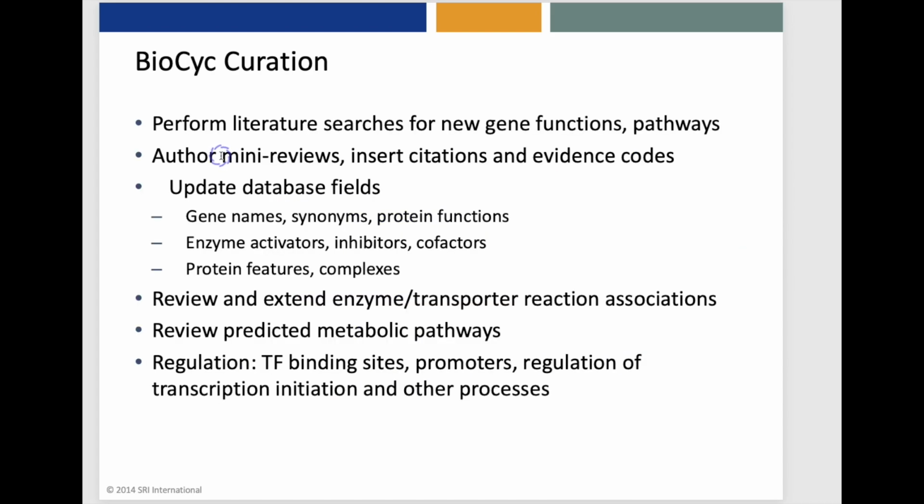BioCyc curation involves manual literature searches for new gene functions and pathways in the organism and entry of those gene functions and pathways. Curators also author mini reviews and insert citations and evidence codes. They update many different database fields, from gene names to enzyme cofactors to protein features like metal ion binding sites. Curators review and extend enzyme and transporter reaction associations. They review predicted metabolic pathways. They also enter regulatory information such as transcription factor binding sites, promoters, and regulatory interactions.